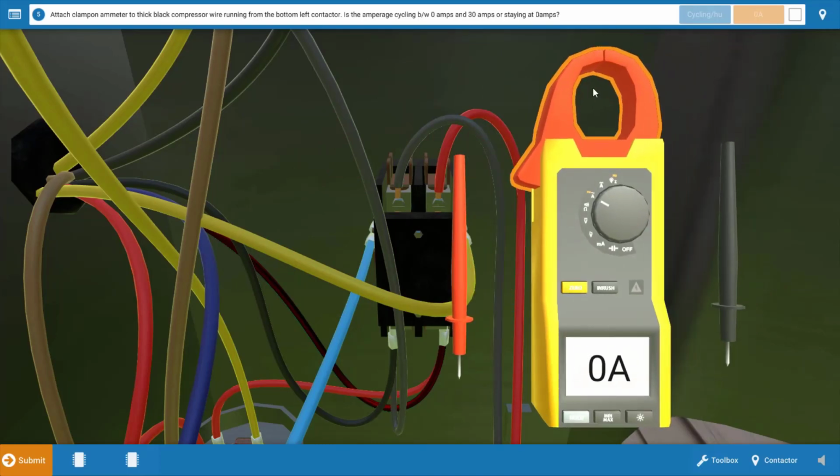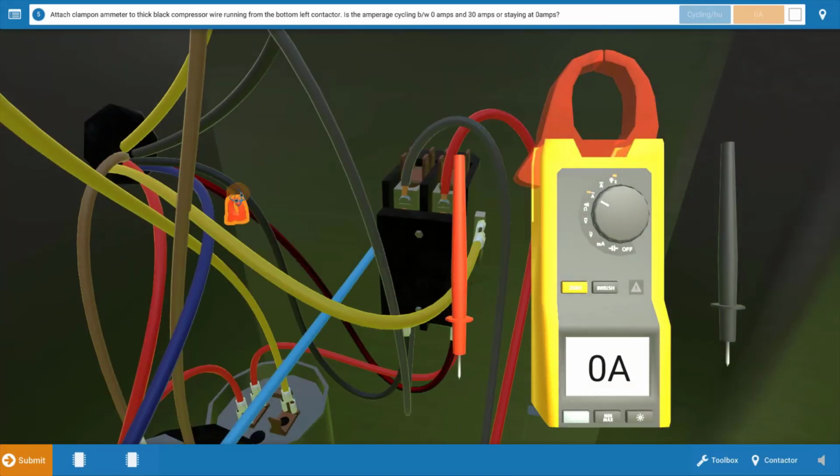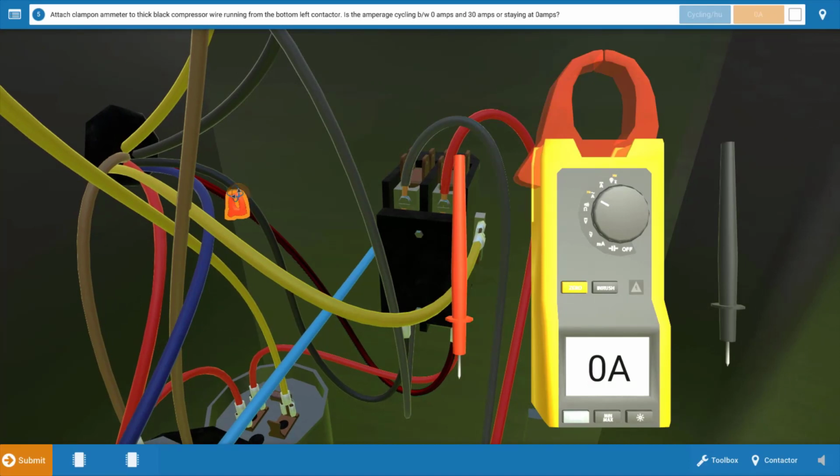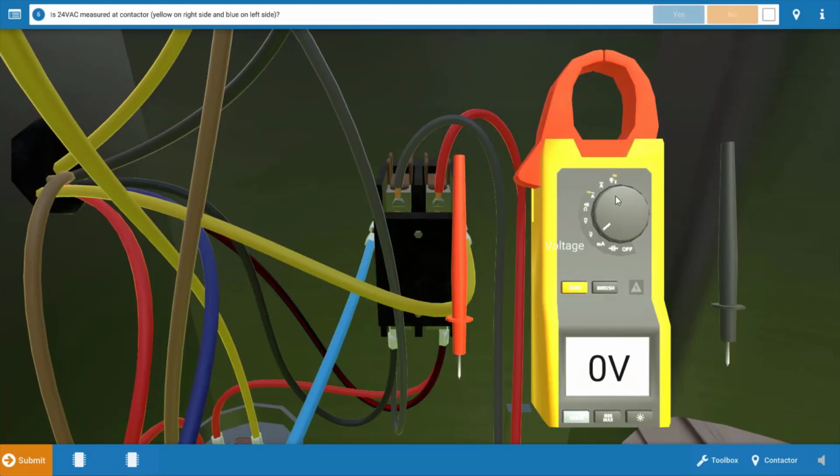So what we're going to do here is take the jaws of the clamp on ammeter and place them at this orange hotspot, which is the common wire to the compressor. As evidenced by the display on the meter, we've got 0 amps. It doesn't appear to be cycling. If it was cycling, we would see a value and then it would drop to zero, and we would see the value again and then it would drop to zero, and it would repeat this process. But in fact, the compressor is not running at all. So we're going to click 0 amps on the procedure guide.